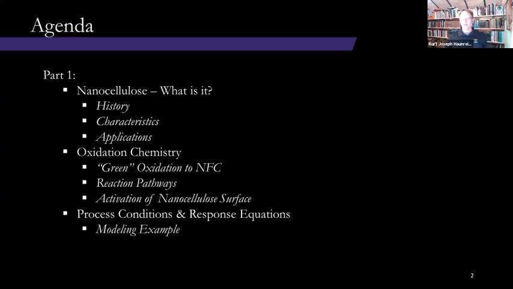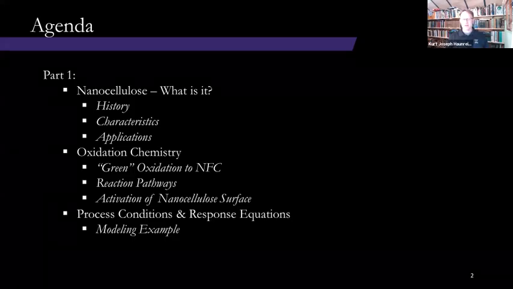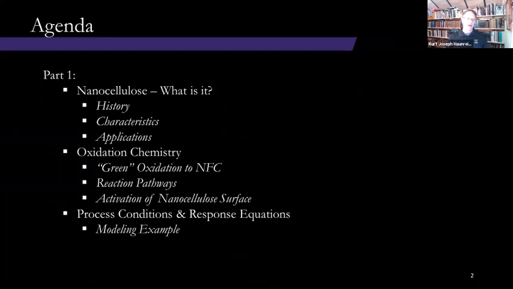Then we'll talk briefly about the oxidation chemistry, specifically the green chemistry that you'll be using to make NFC. I'll talk about the pathways, the reaction pathway that's specific to this chemistry. And I want to talk a little bit about what this chemistry is doing to the surface of the nanocellulose, so how it's activating it. Then we'll talk about specifically the process conditions that you guys will be interested in and the response equations that you'll use to produce it. Part two, we'll talk more about how to interpret your results.